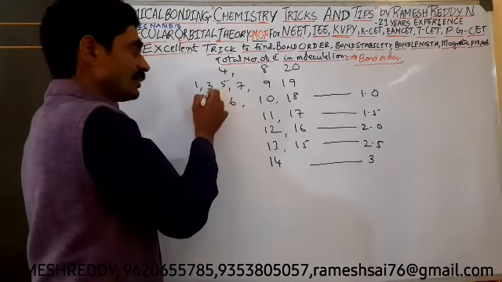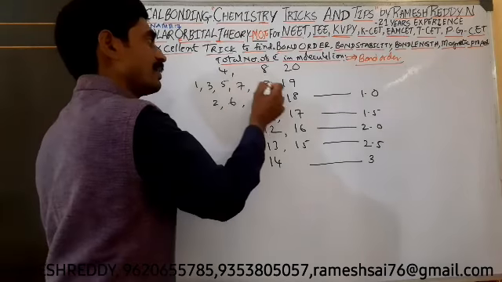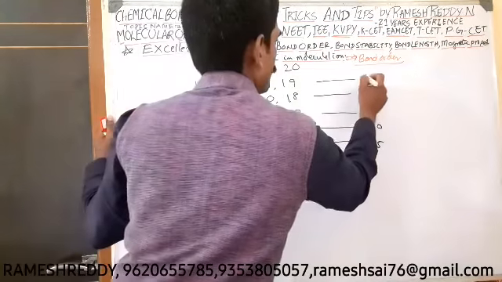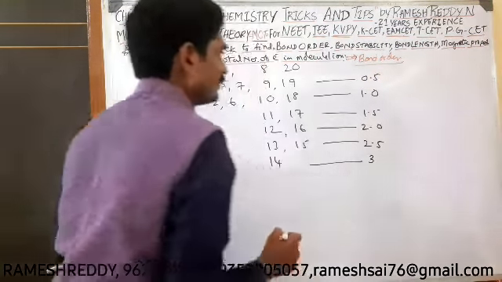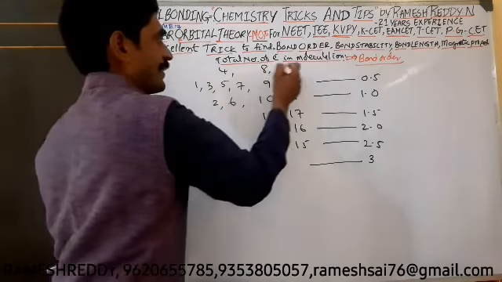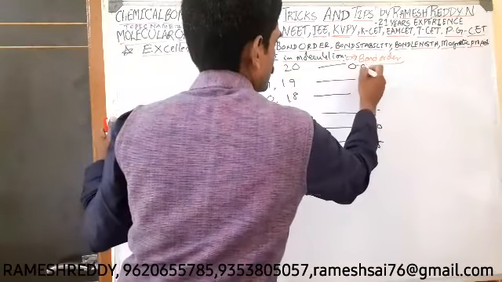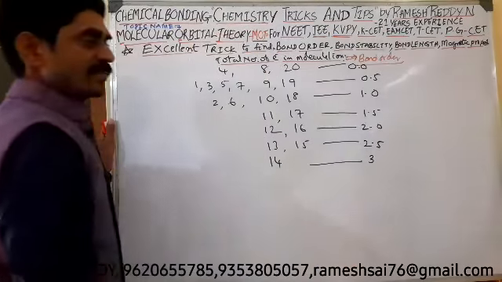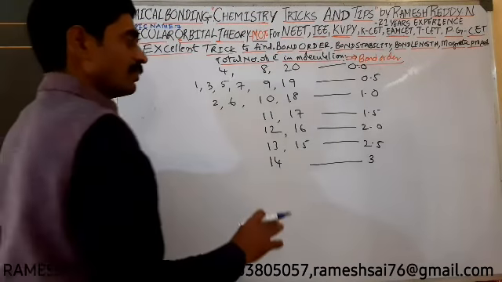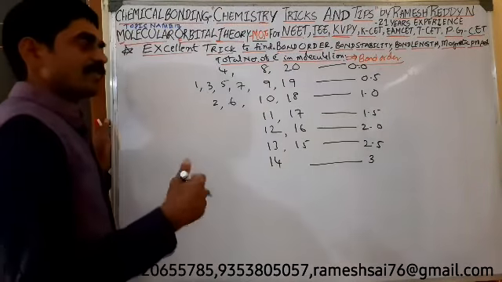The molecule having 1, 3, 5, 7, 9 or 19 electrons, bond order is 0.5. The molecule or ion having 4 or 8 or 20 electrons, bond order is 0. Right? That's it, my dear students. Okay. Now, from this we can find out for different molecules.